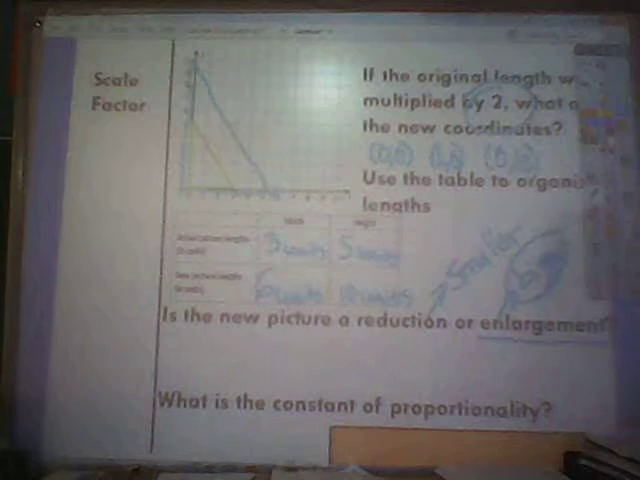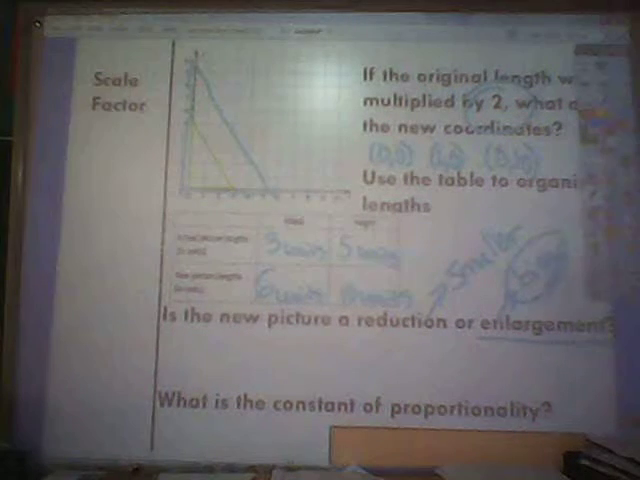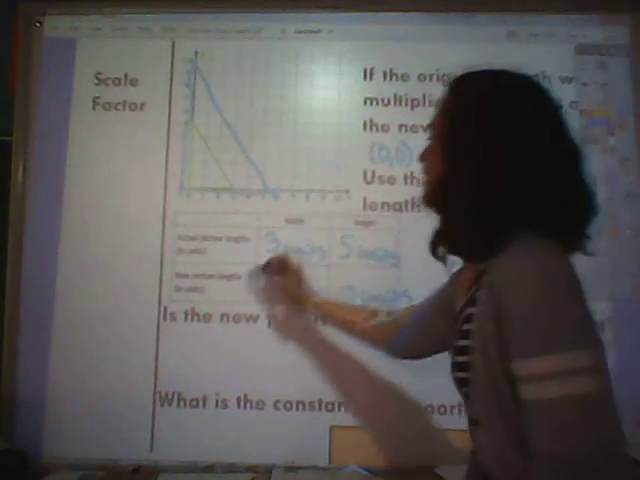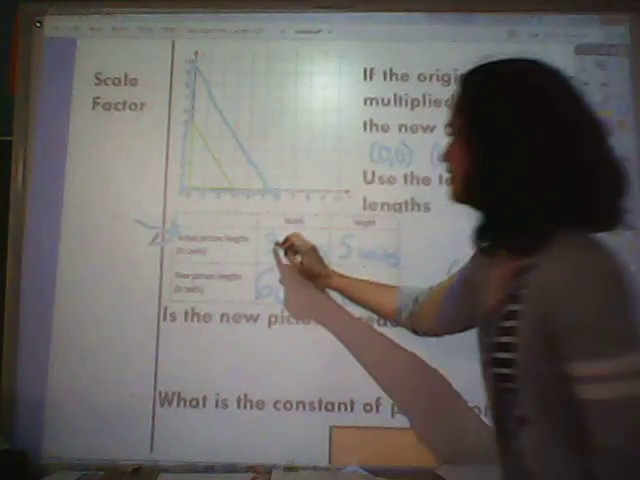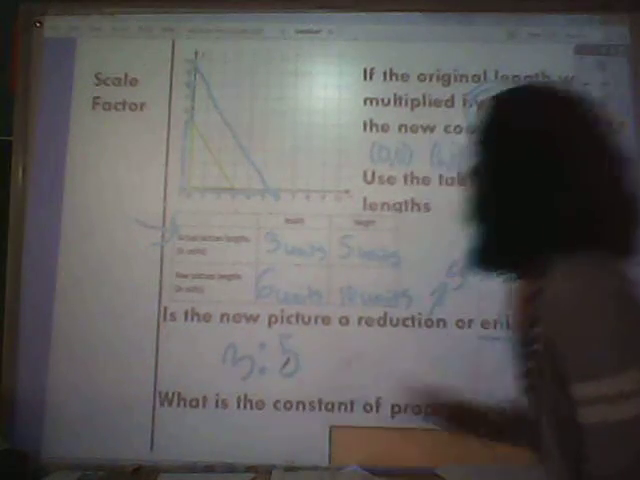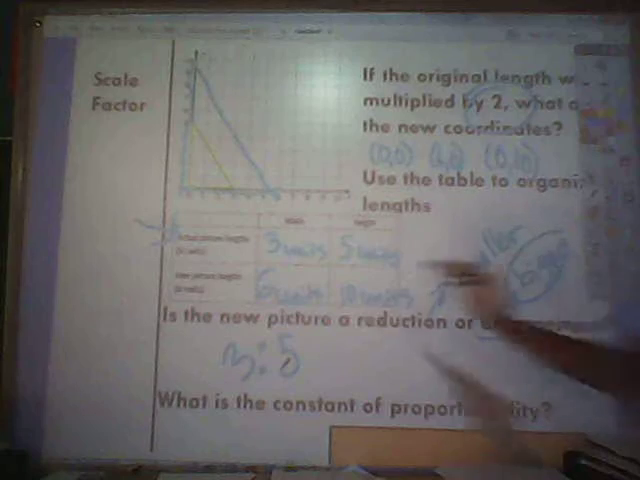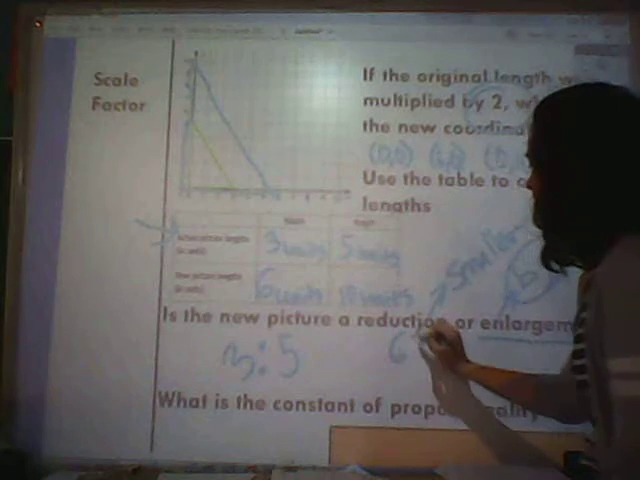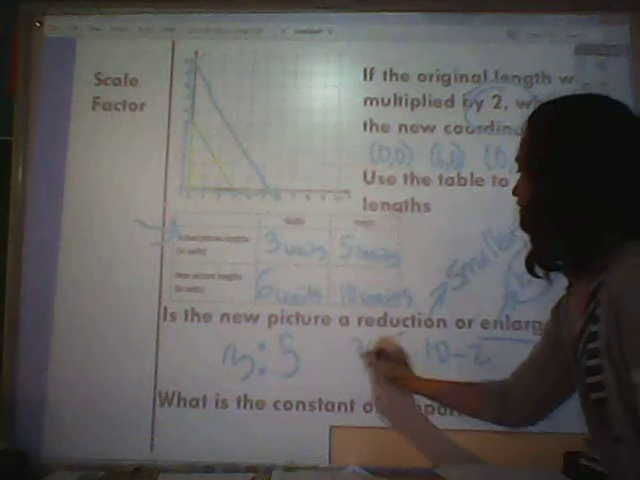What is the constant of proportionality? Ooh, this is a really good one. Constant of proportionality means the ratio of my original shape that I could duplicate in my second shape. So my constant of proportionality here is going to be 3 to 5. This constant of proportionality could also be written as 6 to 10, which simplifies to 3 to 5. If we have 6 to 10, we could divide both of those by 2. Divide on both sides so that it stays proportional.